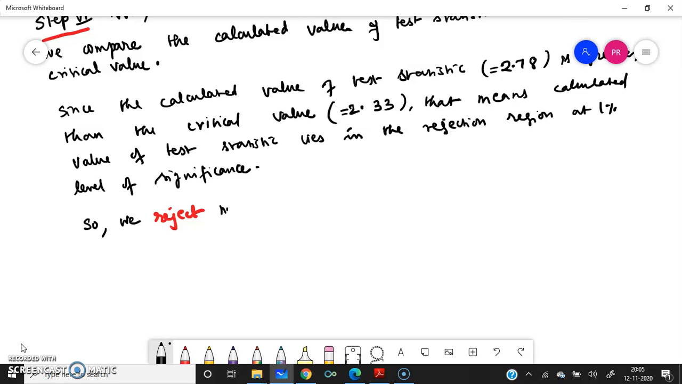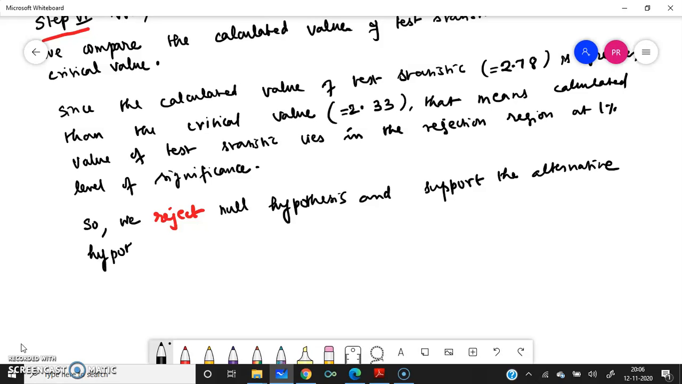We reject the null hypothesis and support the alternative. When you reject one, the other should be accepted. Only these two together make a whole. One is the complement of the other. If one is false, the other should be true. Okay, we support the alternative hypothesis. So the alternative hypothesis is our claim. So we support the claim.